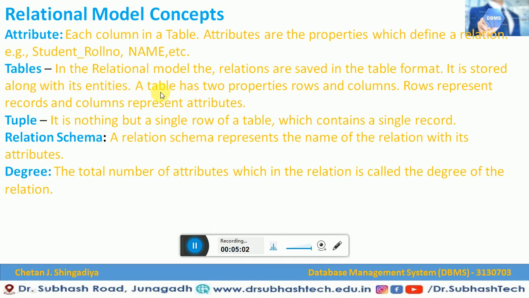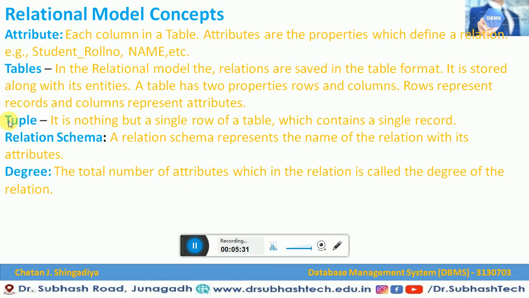Here there are two properties in a table, one is row and the other is column. What does a row represent? The row represents the records and the column represents the attributes of that table. Now let us understand what is a tuple, or we can say row. It is nothing but a single row of a table, which contains a single record.